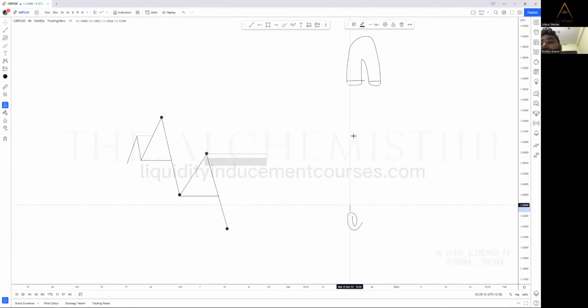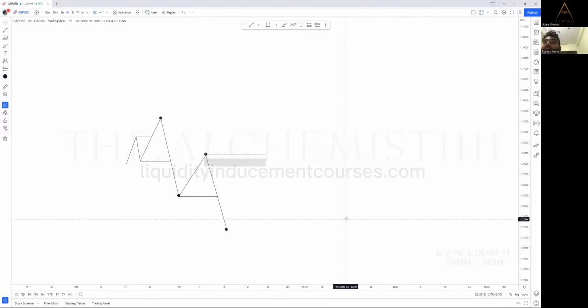What happens? It always draws towards the magnet, right? This is what happens. So you have to always know where the draw on liquidity is, always where is the liquidity resting. So what do we mean by liquidity? Liquidity means the stop losses and the pending orders that are resting in the market.